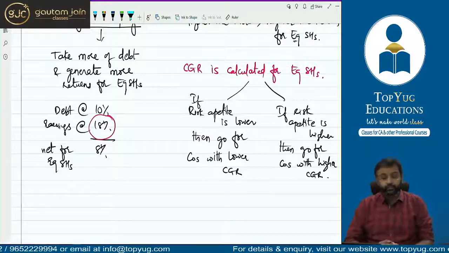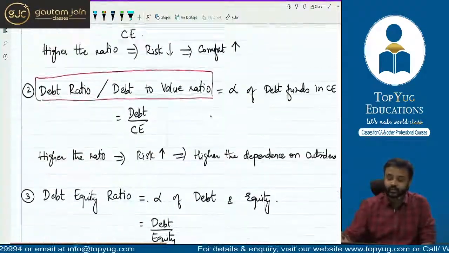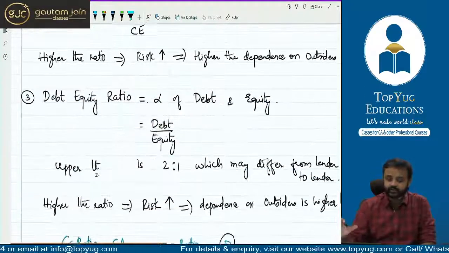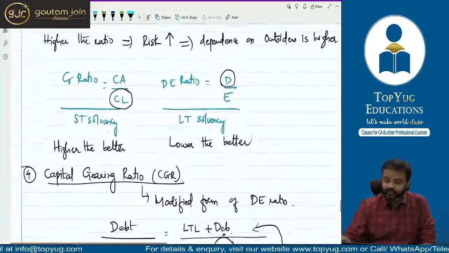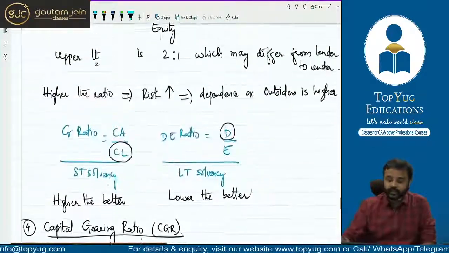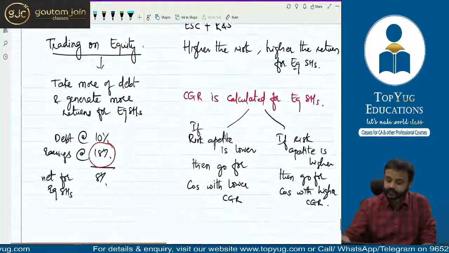Right, now let's go for the fifth one. Right, we have seen the four. First one we have seen equity ratio, second one we have seen debt ratio, which is also called debt to value ratio. Then we have seen debt equity ratio. Then we have also talked about capital gearing ratio. Right, now we'll go for the next one, fifth one.